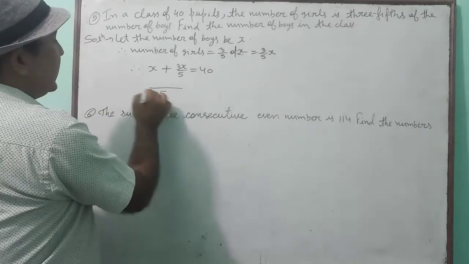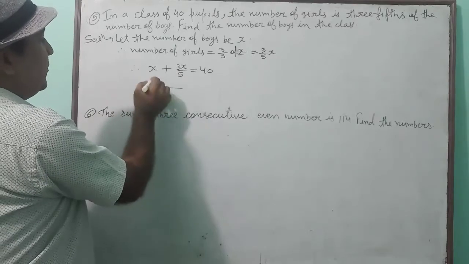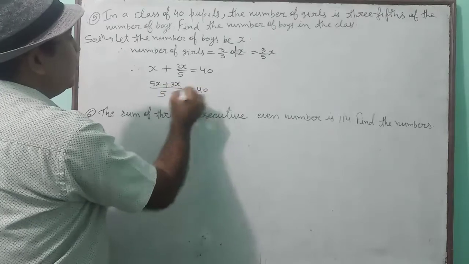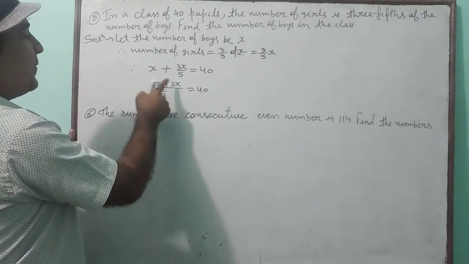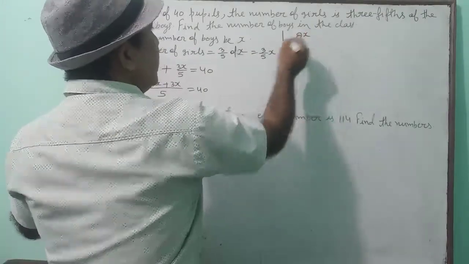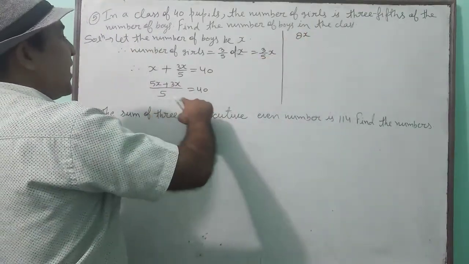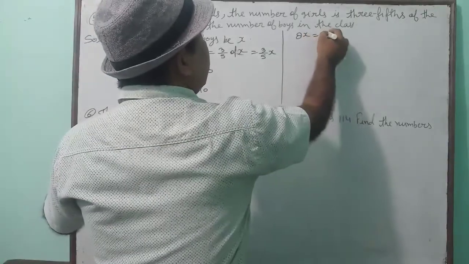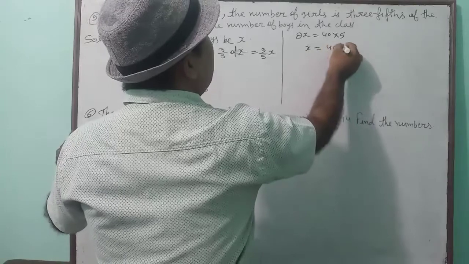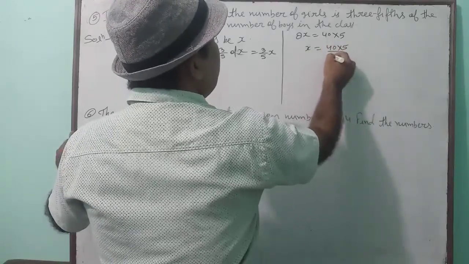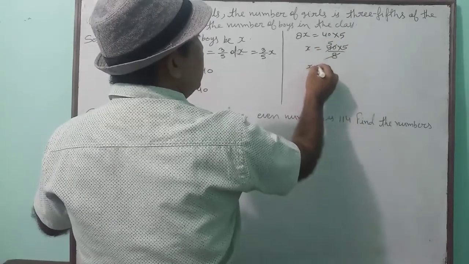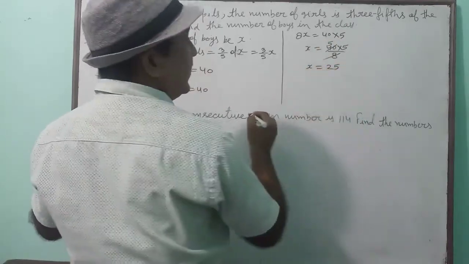Here 5 will be taken as LCM. 5 will be multiplied with x. 5x plus 3x is equal to 40. Now 5x plus 3x, 8x. See here, 5 plus 3, 8x. This 5 will be cross multiplied, then it will become 40 into 5. So x is equal to 40 into 5 upon 8. 8 divides 40 five times, so x is equal to 25.